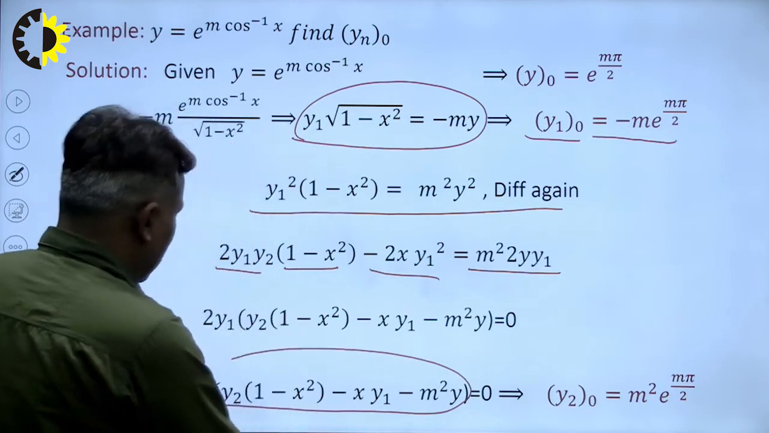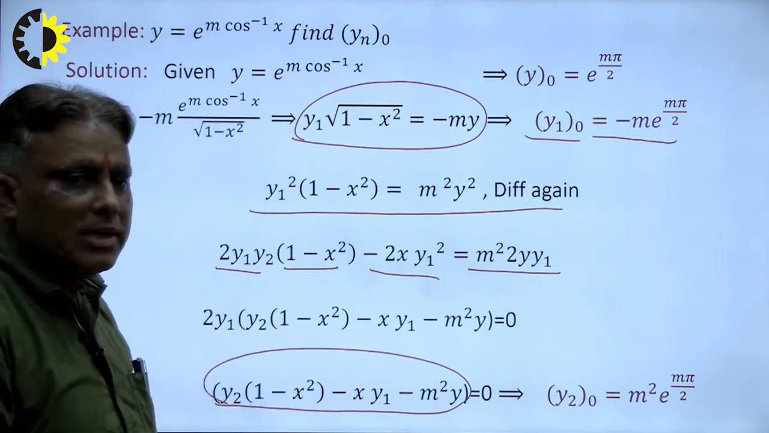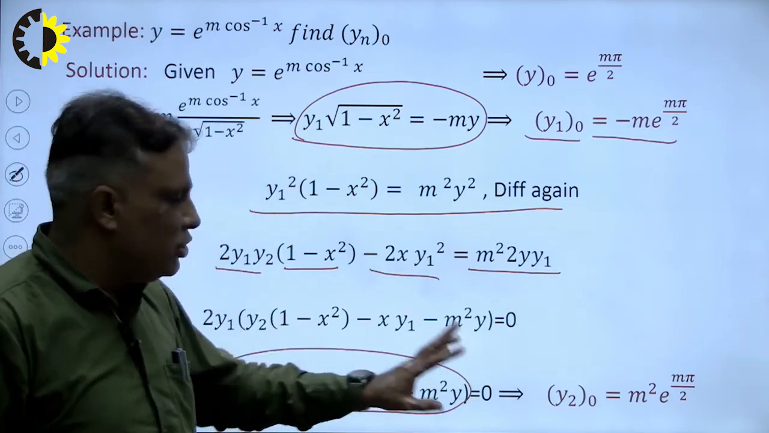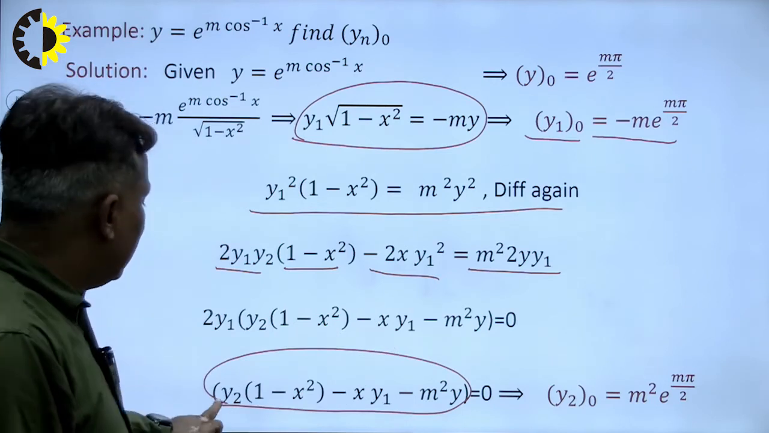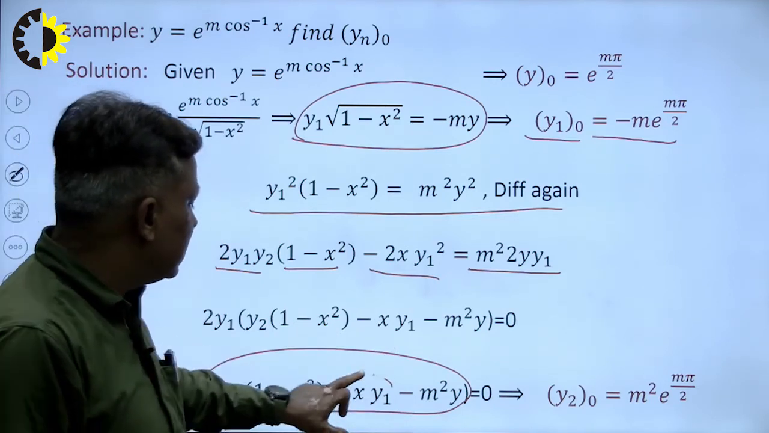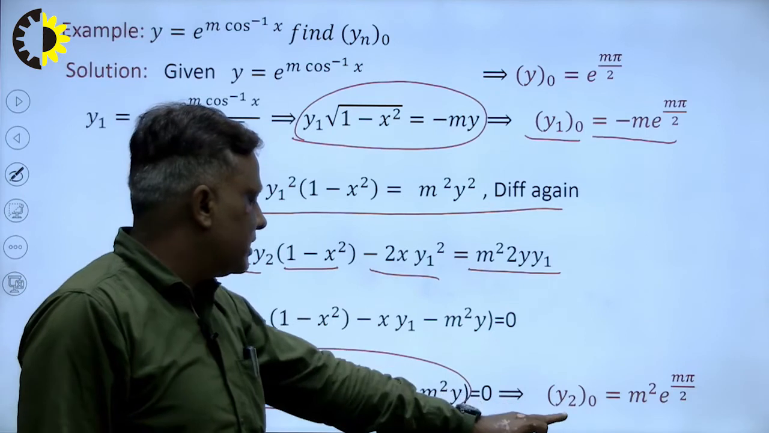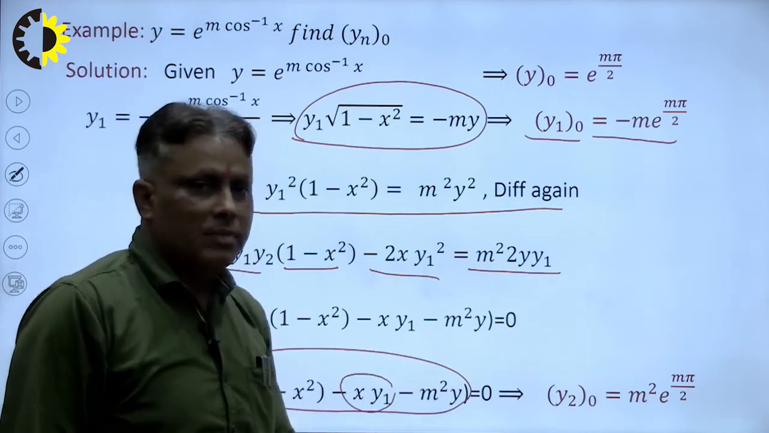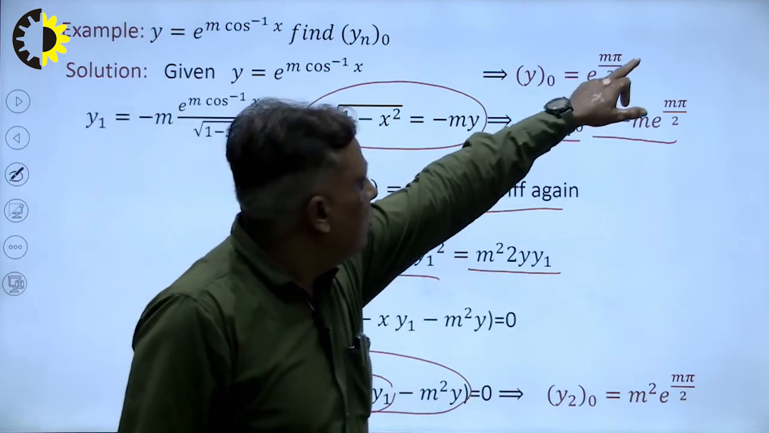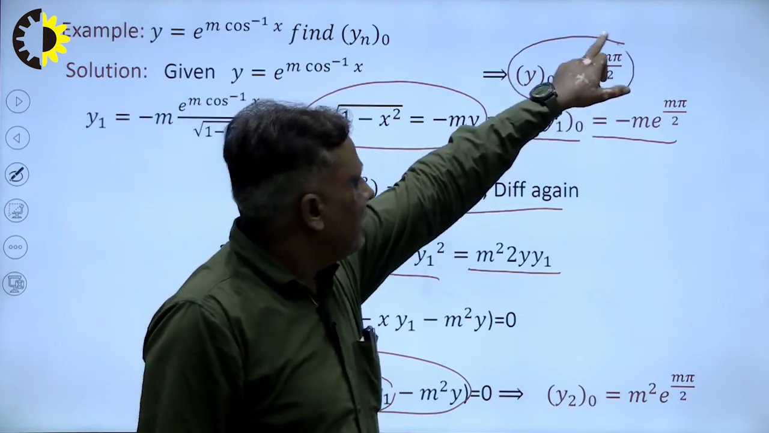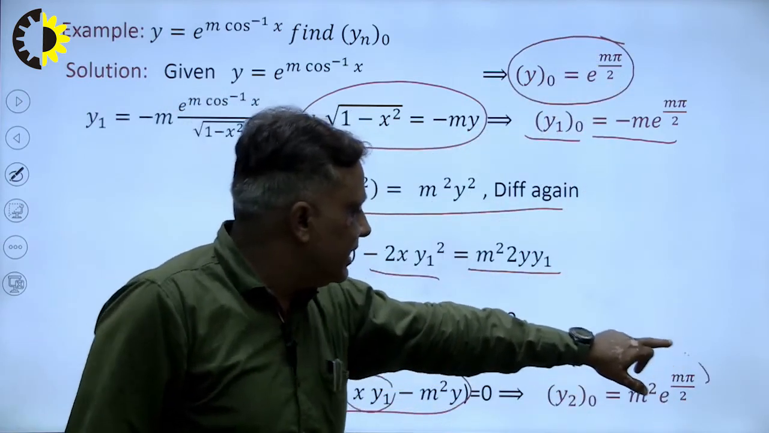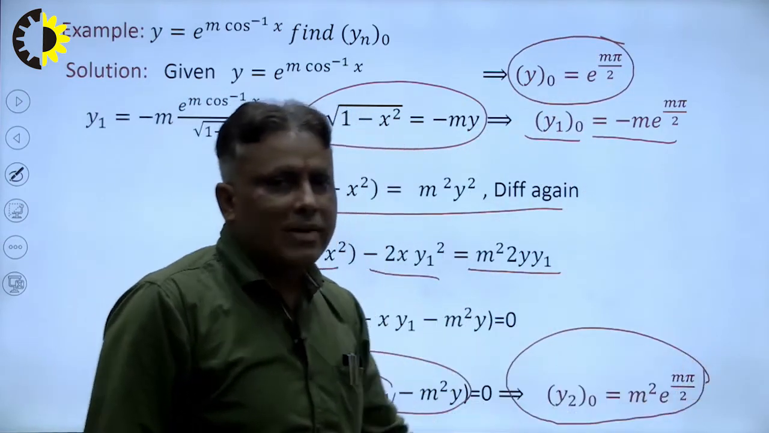Suppose I want to calculate y2(0) here. So how to calculate? Suppose I write here x equal to 0. So what will be the new result? y2(0), 1 minus 0 is 1. This part is completely 0, and this goes to this side: m square y0. And what is the value of y0? The value of y0 is this. So what will be the value of y2(0)? I write here m square e raised to the power m pi by 2.